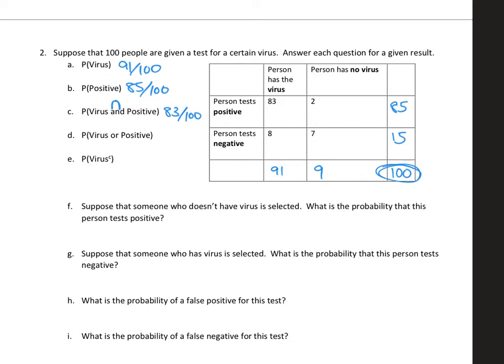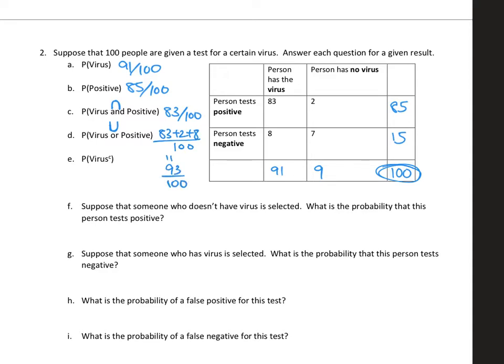The next one is virus or positive, which is the union. This means including people who have the virus or people who tested positive. So it's going to be a bigger group. So people who tested positive, people who have the virus. When you take the union, it includes these 3 groups all together. So how do I calculate that? That'll be 83 plus 2 plus 8 over 100. So that'll be 93 over 100.